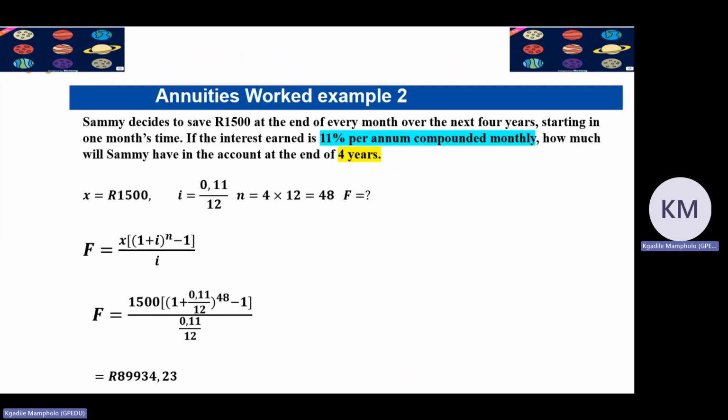So in this case, you substitute and it means if Semi starts in 1 month's time, Semi will have 89,934 rand 23 cents.